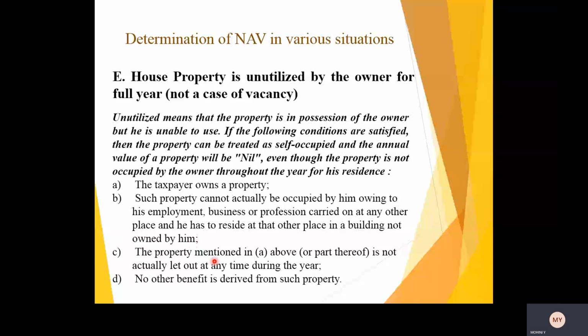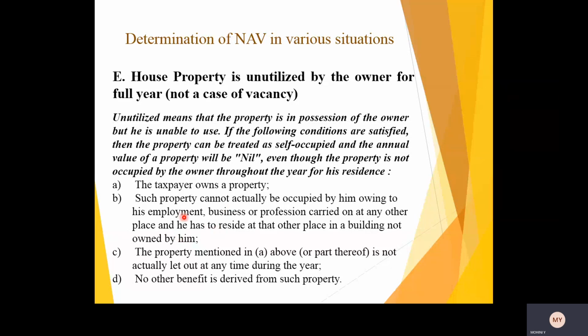The property mentioned in A and above is not actually let out at any time during the year. It means his first property, in his native place, was not given on rent; it was actually an unutilized property. And the second property in which he was living, he was himself taking on rent; he had not sublet that property to anyone or given it on rent. He was actually living on rent because it was not owned by him. Or even if he is not paying rent, say it belongs to his father, that is fine. The taxpayer should not be the owner of the property in which he is residing due to his employment, business or profession.